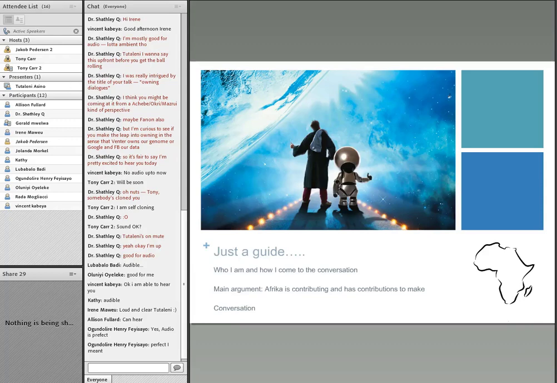So, I'm going to start this off. Our slide here is just a quick guide of what I'm hoping that we'll do in this dialogue. I'm going to start off with a little bit of sharing who I am and how I come to this conversation, because I think it's important for you to at least know where I've been and where my education is from, so that you can make a judgment on what I'm saying, sort of giving you a bit of my positionality.